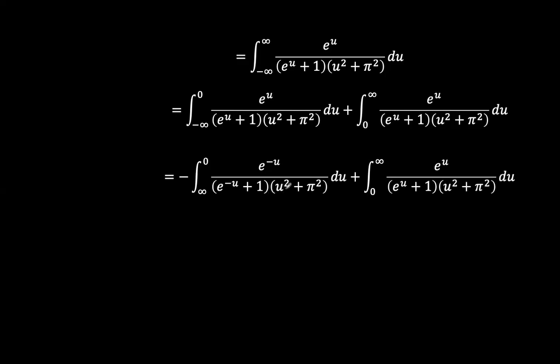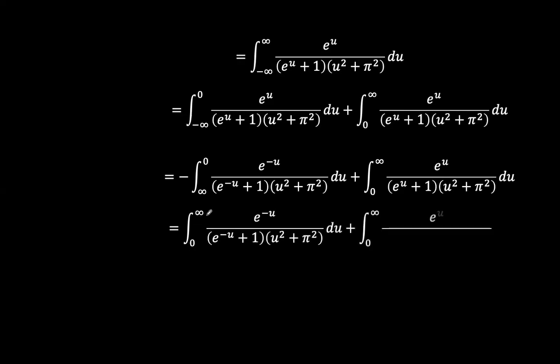So it's the same both in the positive and the negative interval. And then since du becomes negative du, this negative here is shown here. In order to cancel that negative, we can flip the interval. So we have the integral from u equals 0 to u tending to positive infinity of e to the power negative u over e to the power negative u plus 1 times u squared plus pi squared.